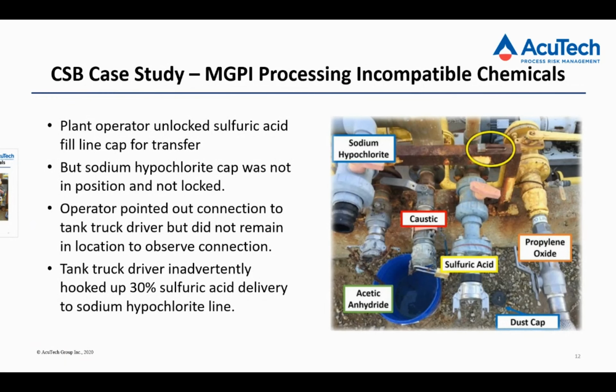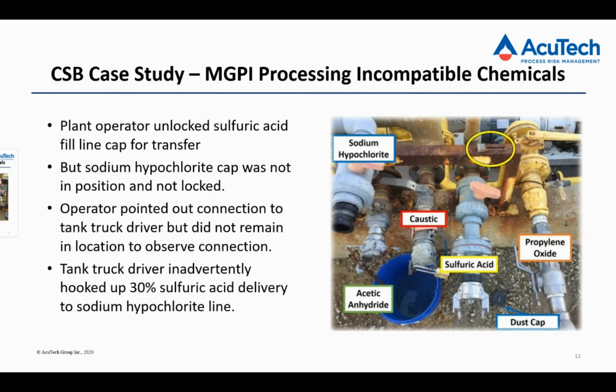So what happened on the day of the event was this. A shipment arrived, 30% sulfuric acid. Paperwork was handled normally. An operator met the driver. They went out to the unloading spot, and the operator unlocked the dust cap on the sulfuric acid line, pointed the connection out to the driver, and at that point, he left. Well, the sodium hypochlorite unloading point was also unlocked, and the driver mistakenly hooked up his sulfuric acid delivery to the hypochlorite line and began unloading.